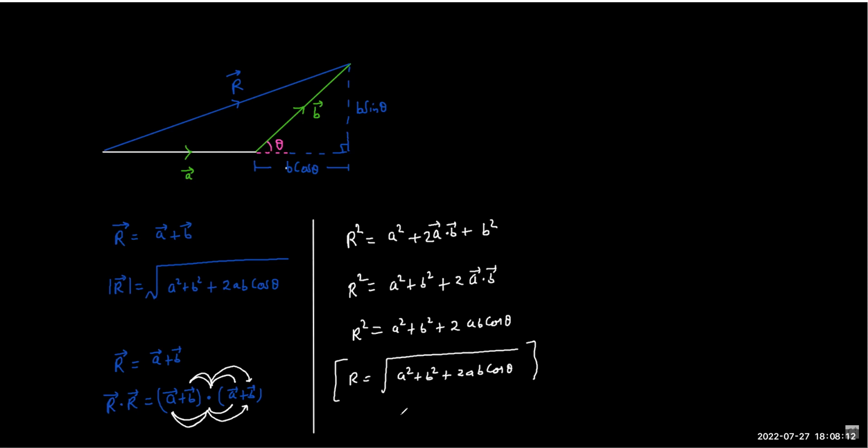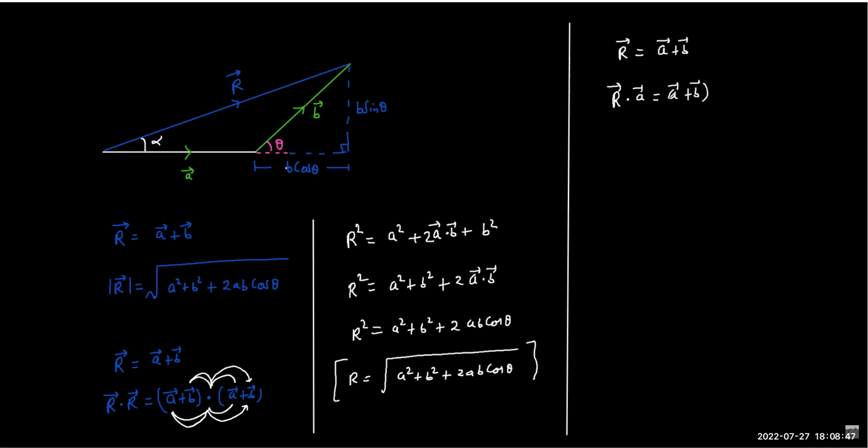Is this part clear? Now we can use it for some more purposes. Let's say alpha is the angle between R vector and A vector. So how to get alpha? Alpha is the angle between A and R. So we know R is given by A plus B. So what is the value of R dot A? I'm just writing R dot A as A plus B dot A.